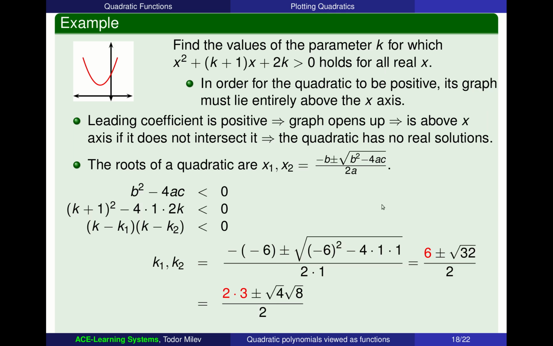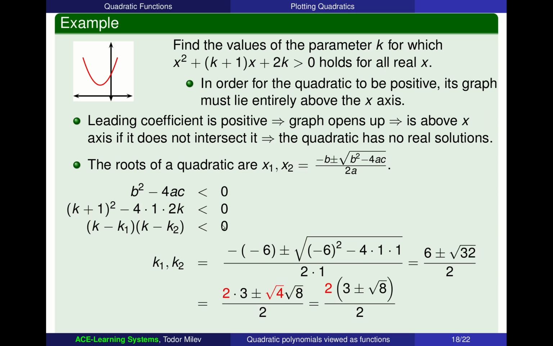Now let's continue. Now 6 is 2 times 3. And radical of 32, well, 32 is 8 times 4. So radical of 32 is radical of 4 times radical of 8. Why did I do that weird splitting? Why did I split radical of 32 into radical of 8 times radical of 4? Well, because radical of 4 is equal to 2.